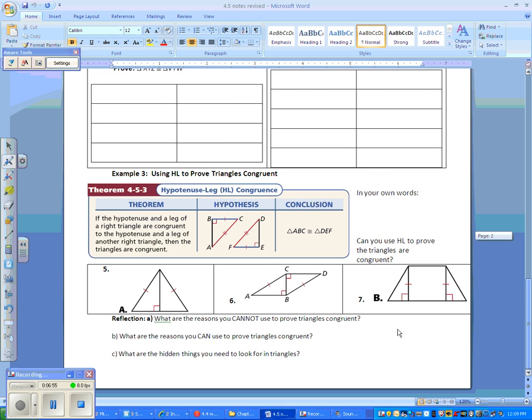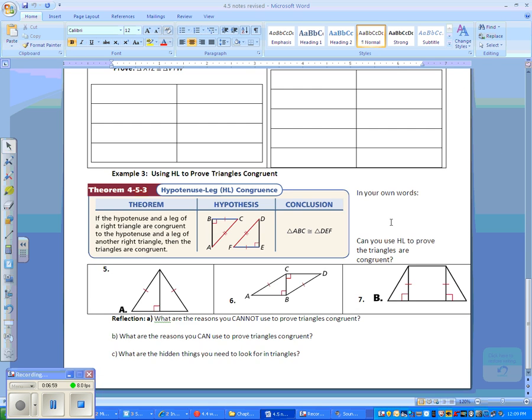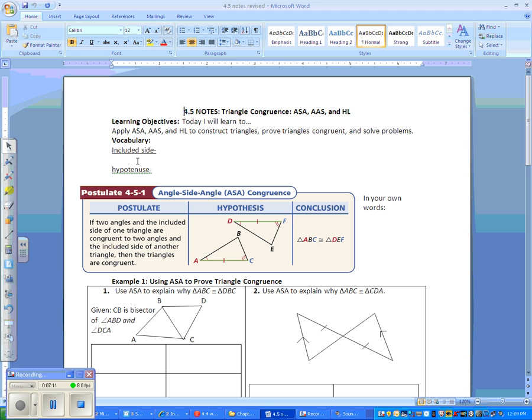And then the very last shortcut is called HL. So far we've been talking about A's and S's, and all of a sudden they throw this HL at us. What are they talking about? HL stands for hypotenuse leg. And when we talk about hypotenuse, we're talking specifically about a right triangle. The first part of your page talks about hypotenuse. That's going to be the longest side. I believe we've already talked about this before. That's the longest side of a right triangle.